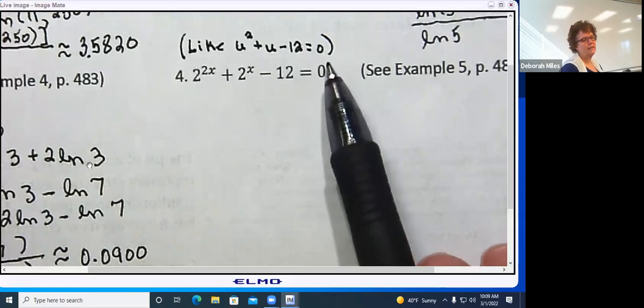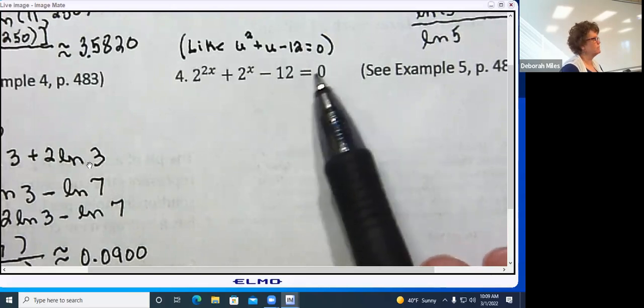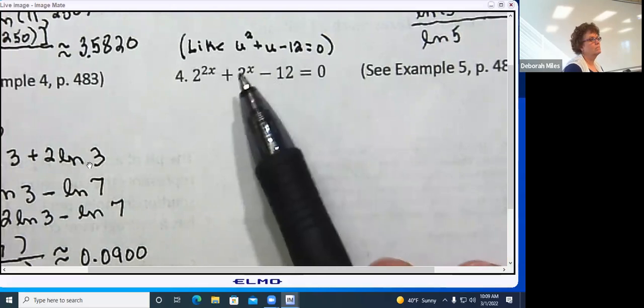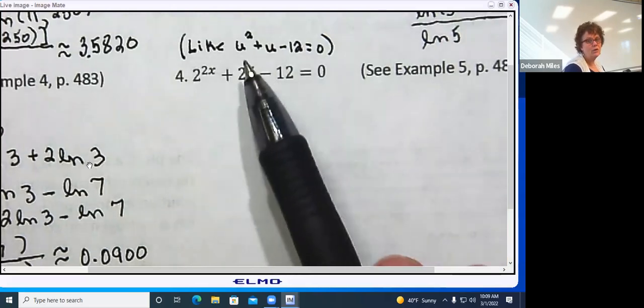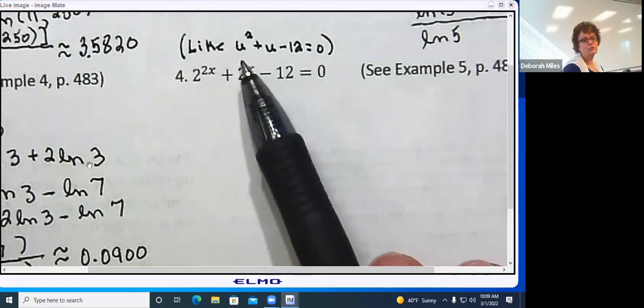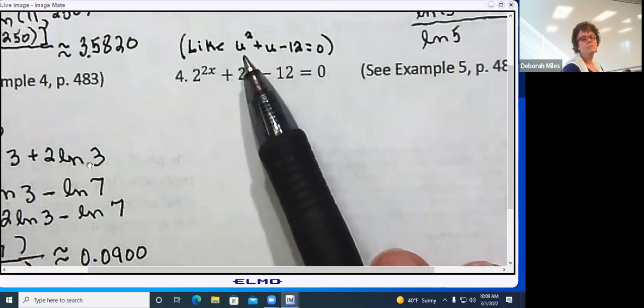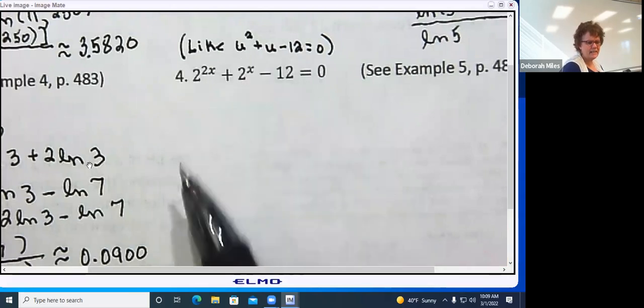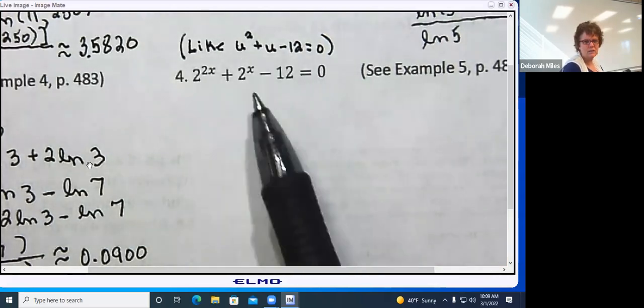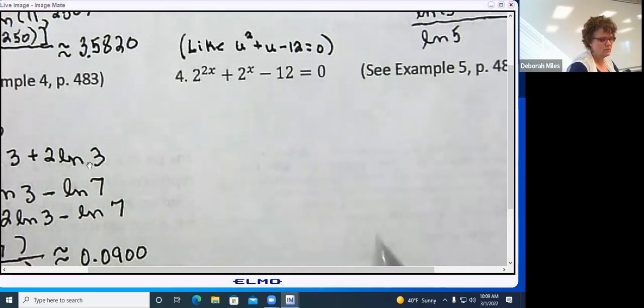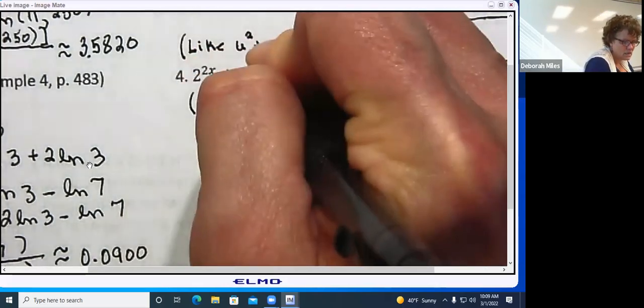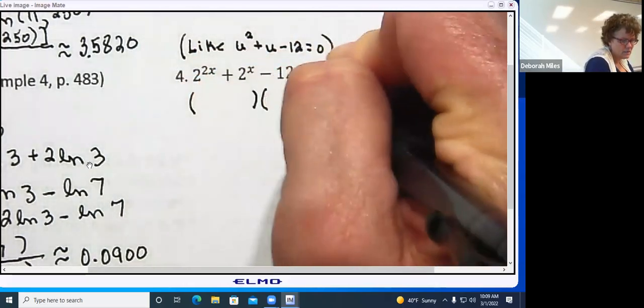Because of the highest exponent being 2, it's a quadratic equation. How could you solve that quadratic equation? By factoring? You think I can factor something this crazy? I think maybe I can.